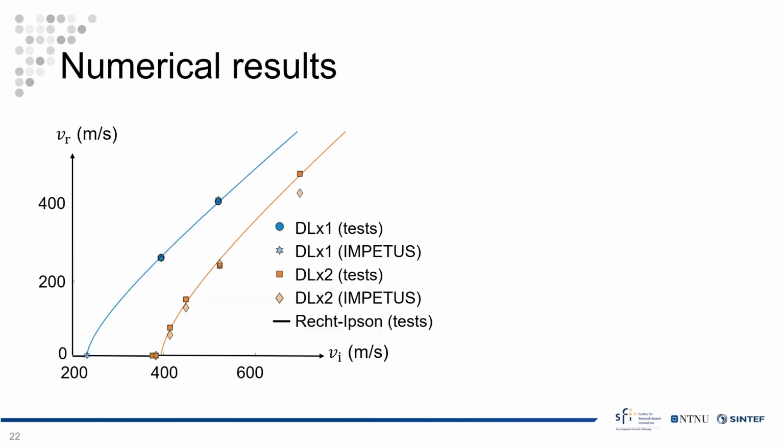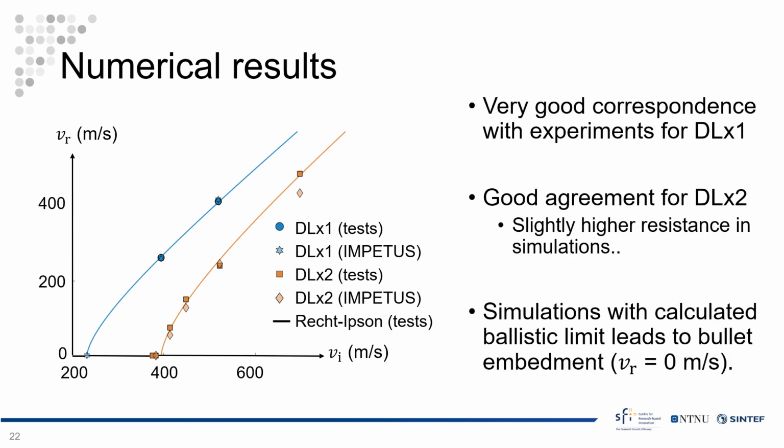This figure shows the relationship between the impact and the residual velocity for all of the experiments and the simulations. We see that the simulations correspond extremely well with the two DL1 tests, and we also included a simulation where the impact velocity was equal to the ballistic limit velocity, and this resulted in embedment in the numerical simulation. So the results were really good.